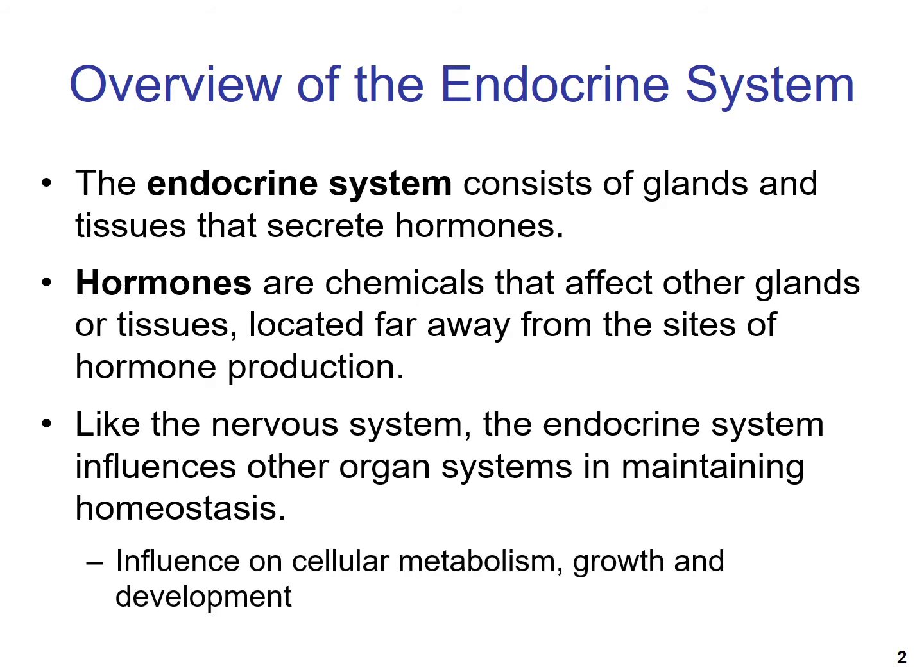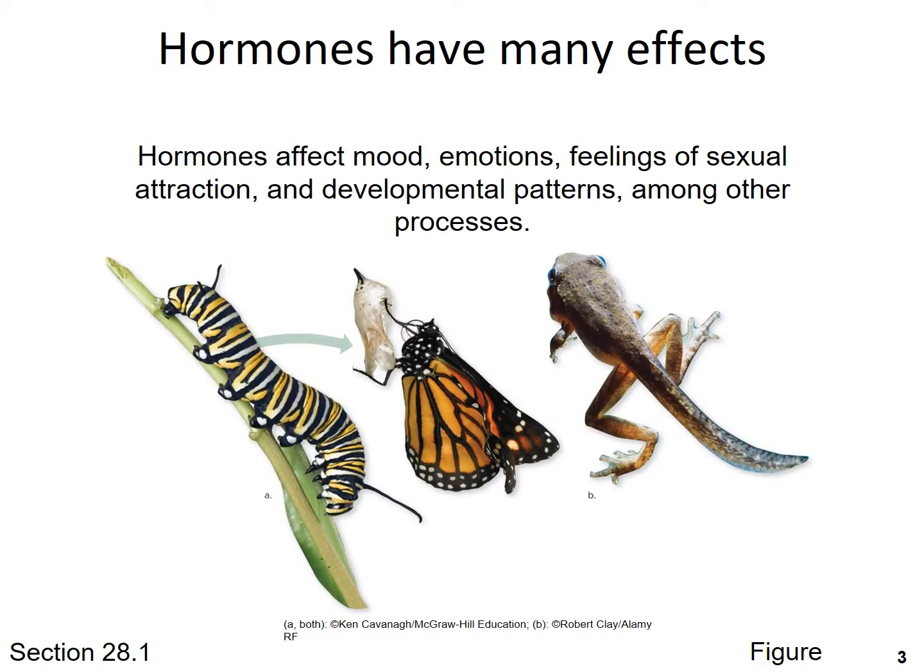And it has influences on cellular metabolism, growth, and development. Hormones can affect a lot of different things: mood, emotions, sexual attraction, developmental patterns, just very many processes. So you can see the caterpillar transitioning to a butterfly. You can see this tadpole, which is on its way to being a frog. And hormones actually do affect these types of developmental patterns to a great degree.